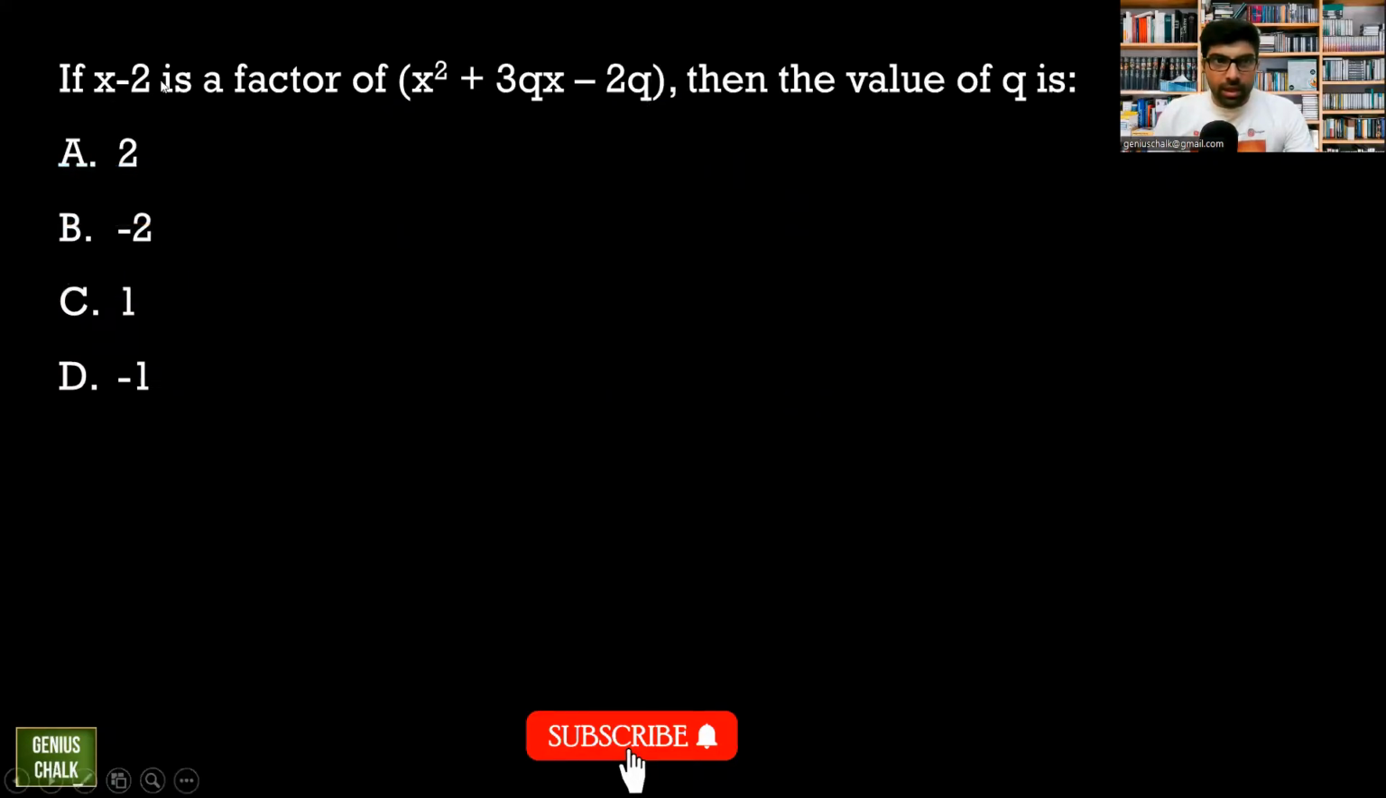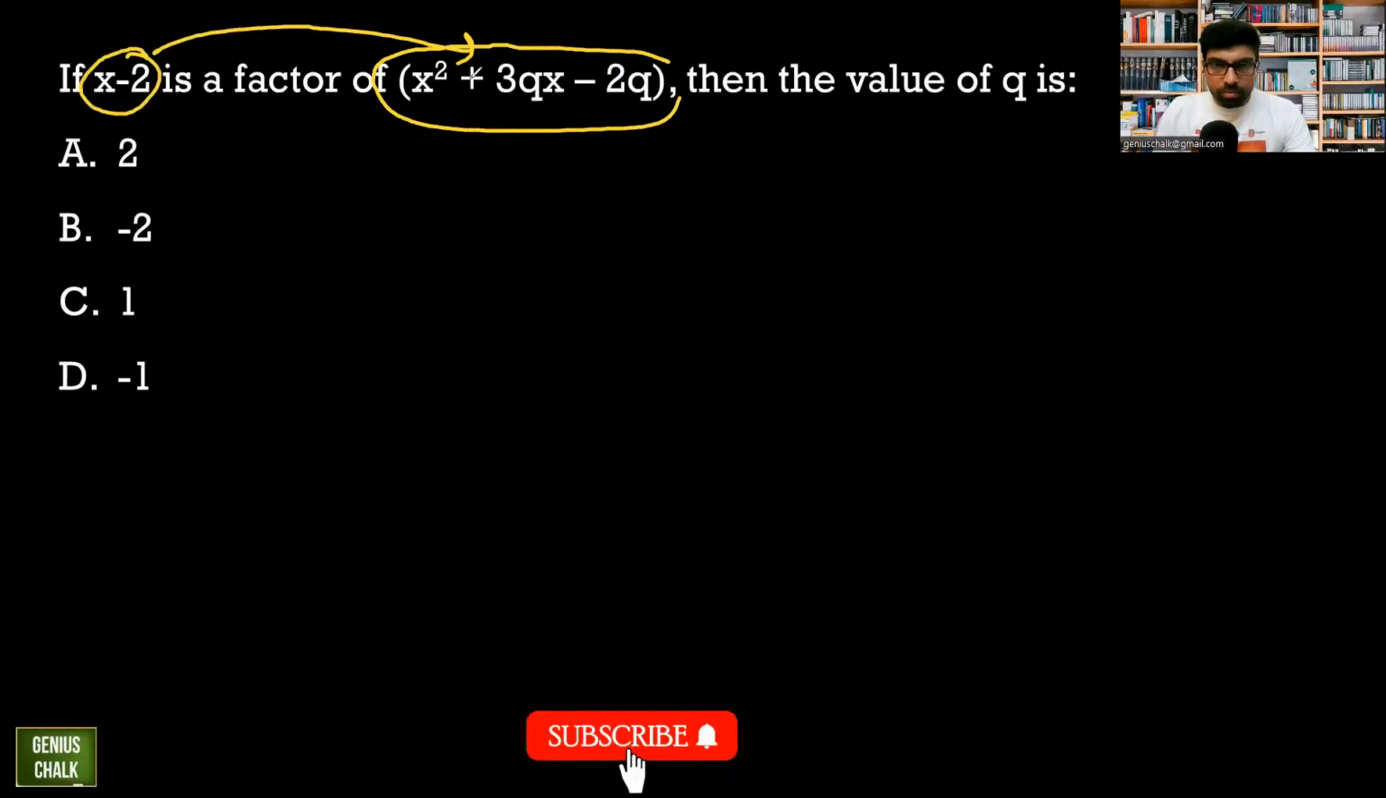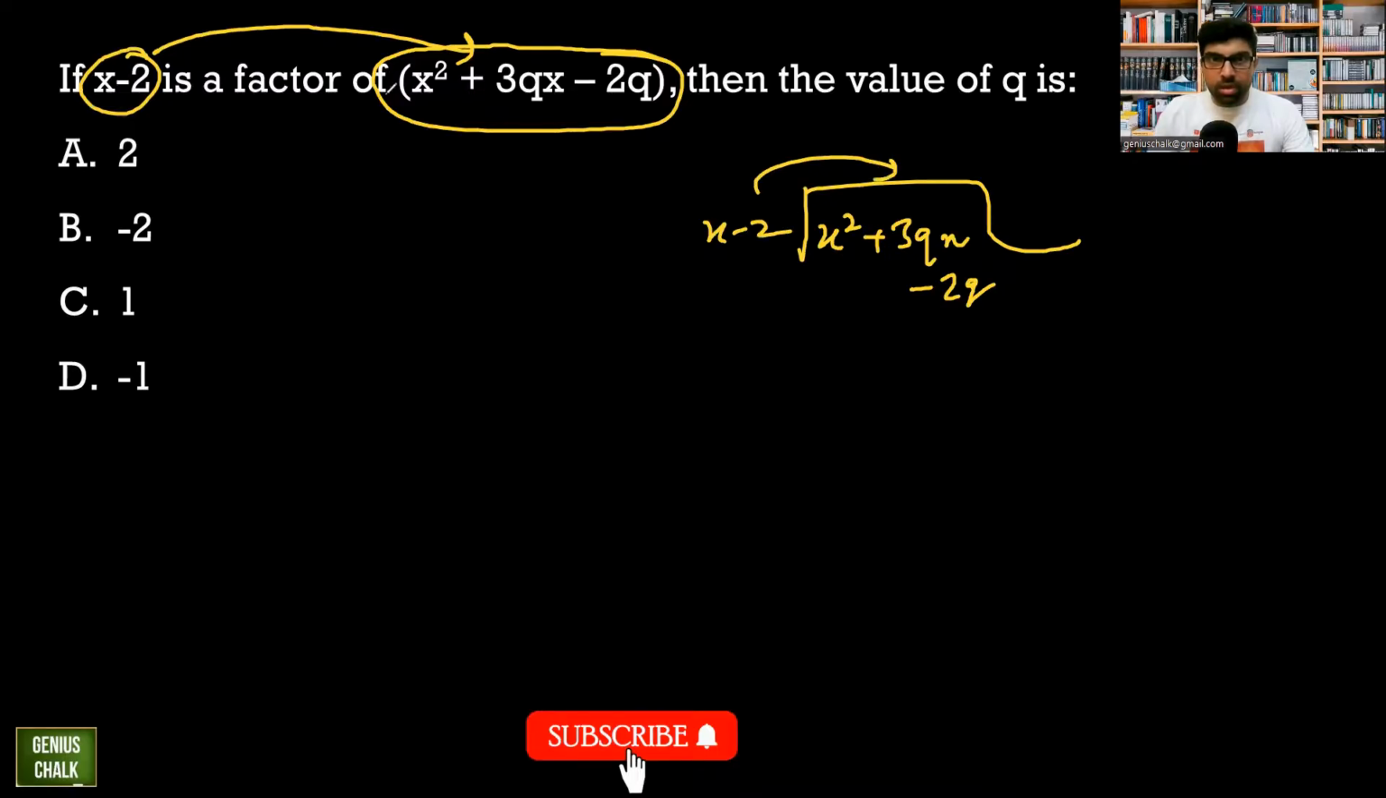That means each period must be of 40 minutes. Next one, if x minus 2 is a factor of this, then find the value of q. You know, a factor means this number will always divide this dividend. This is the dividend, x square plus 3qx minus 2q. So this x minus 2 will always divide because it's a factor. Suppose I say, what are the factors of 16? You will say 2. Why? Because 2 8s are 16. So 2 will completely divide 16, right?